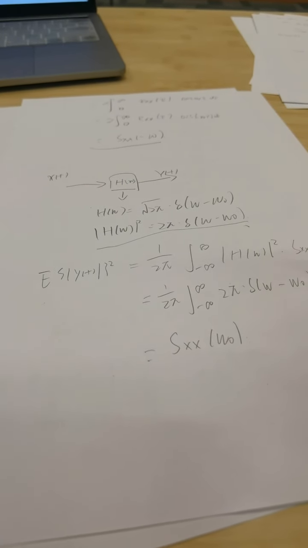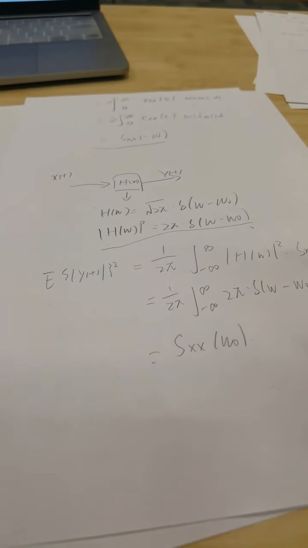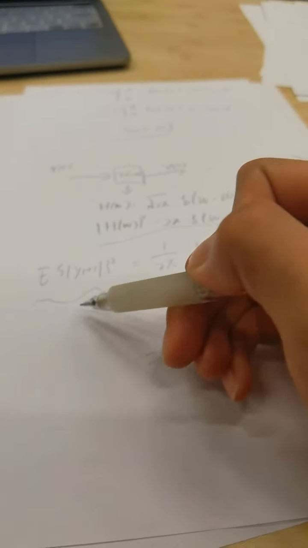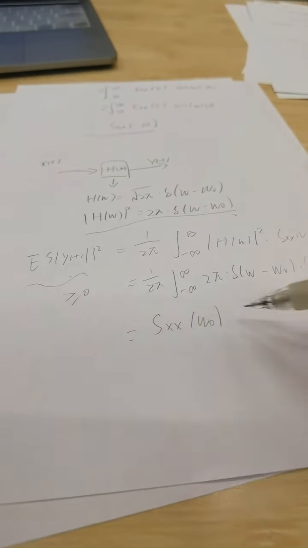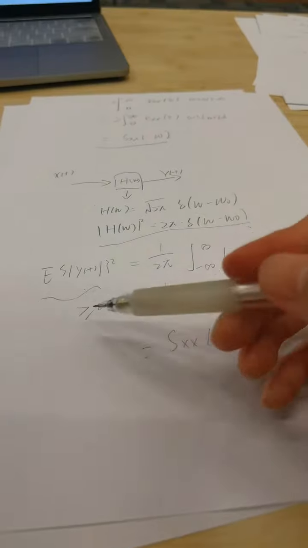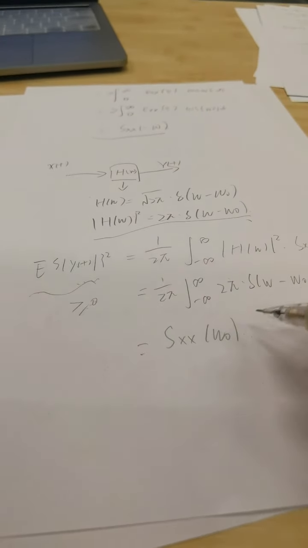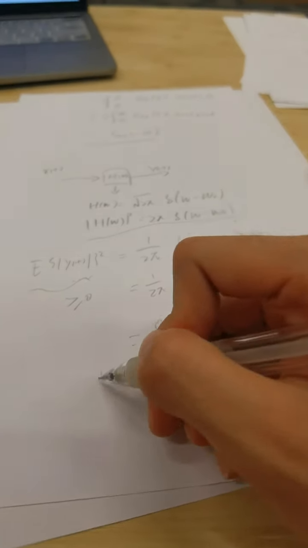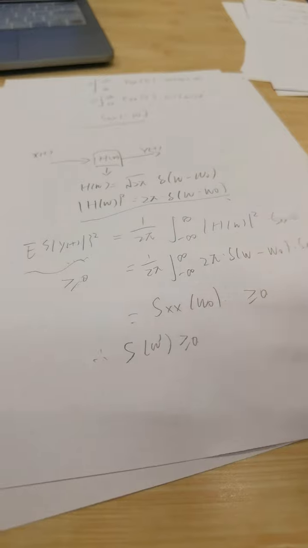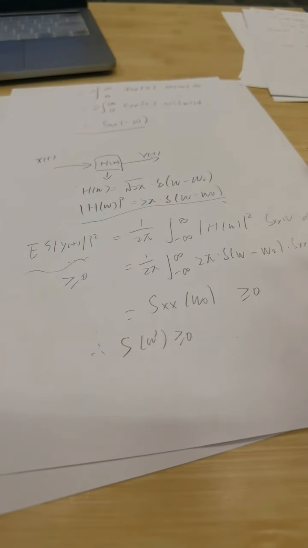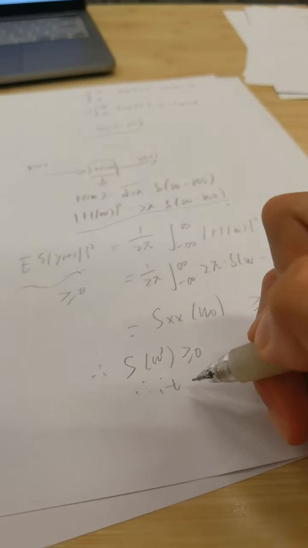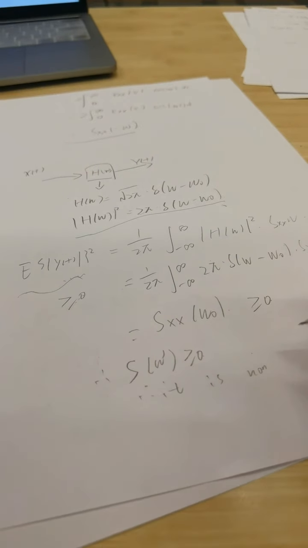Since E[Y(t) squared] is bigger than 0, because of this, this part is also bigger than 0, so we can get Sxx(ω) bigger than or equal to 0, so it is non-negative.